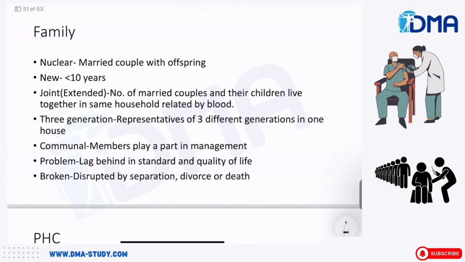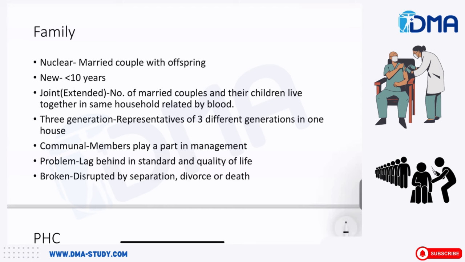So, coming on to family, there are many different types of family. I just want you to know the basic terms and definitions. The nuclear family is one where you have a married couple with their offspring, that is, children. You have a married couple with their children. A new family is a family where the couple has been married less than 10 years.